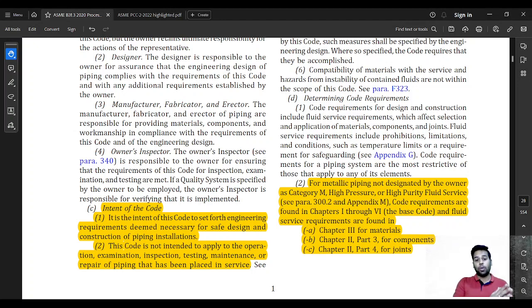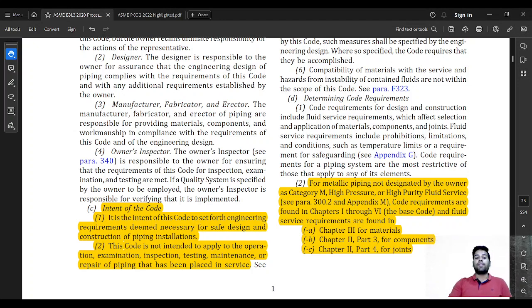So the owner's inspector is responsible to the owner to ensure that the requirements of this code for inspection, examination and testing are met. If a quality system is specified by the owner to be employed, the owner's inspector is responsible for verifying that it is implemented.